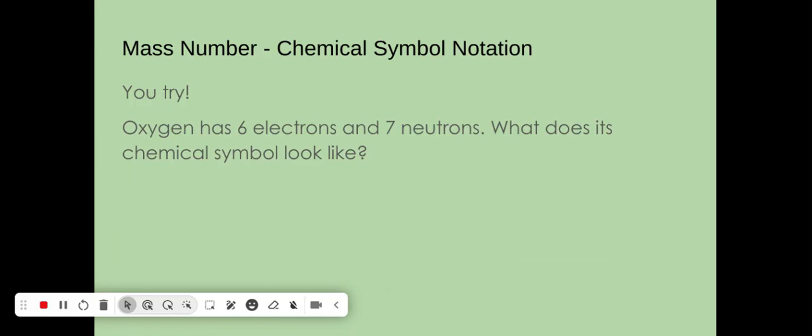If oxygen has 6 electrons and 7 neutrons, how would you write out its chemical symbol? Pause the video and take a minute or so to work it out.